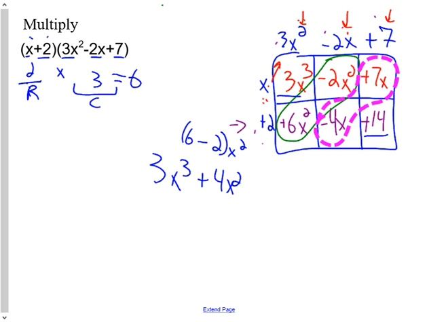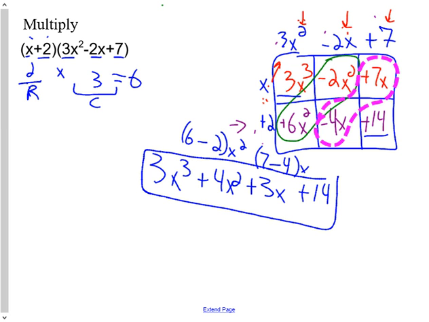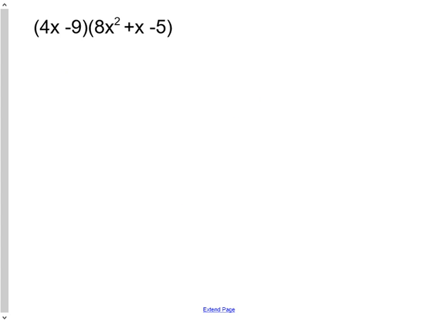X squared. And then next we've got 7x minus 4x. 7 minus 4 is 3. And the x just comes with, and then plus 14. So not much more complicated, a little more boxes, a little more work, but the answer is not that much different. You still can end up with large answers no matter which way you use. Okay? Next, one more set of a 2 by 3 here.